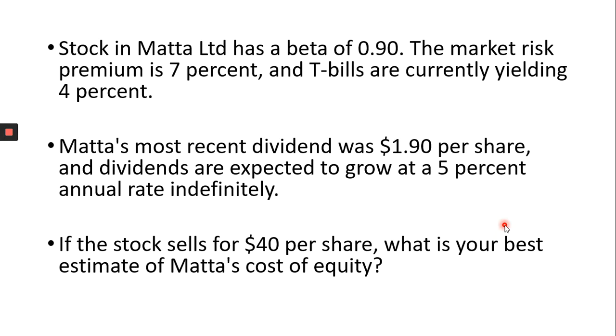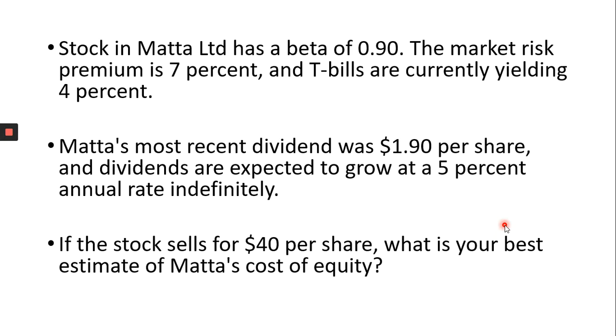This company's most recent dividend was 1.90 per share, and dividends are expected to grow at a 5% annual rate. If the stock sells at $40 per share, that means if the share price is $40, then what is your best estimate of Meta's cost of equity? So after all the information is given, we need to calculate the cost of equity.